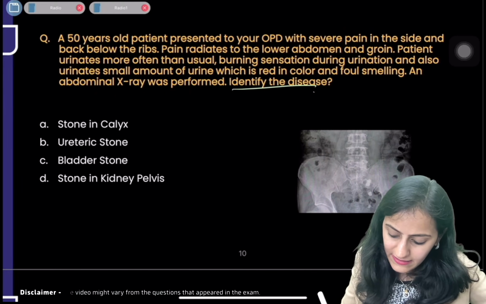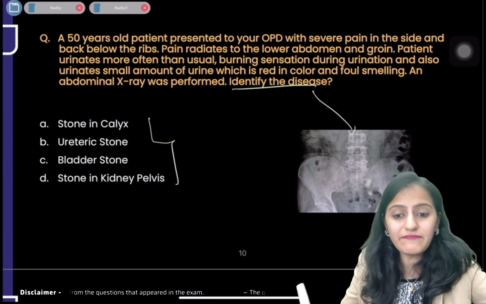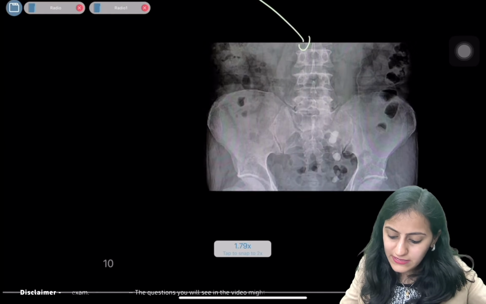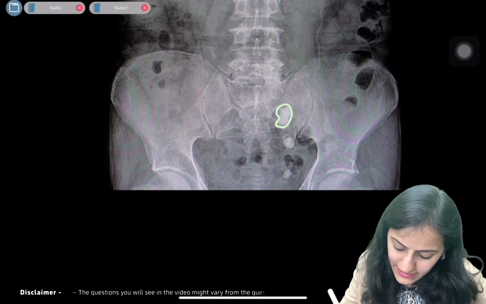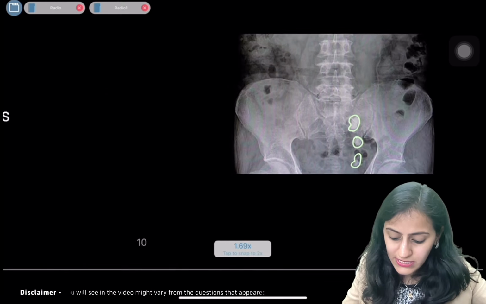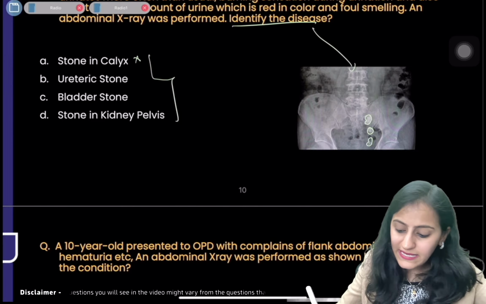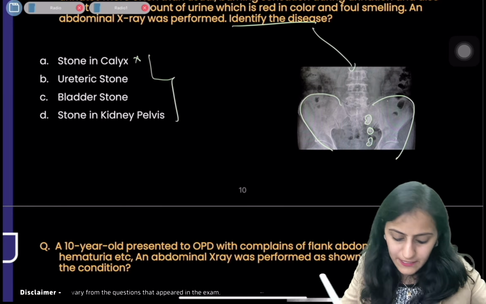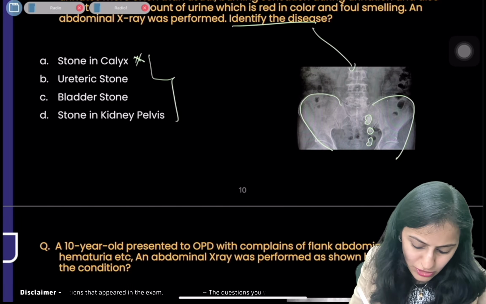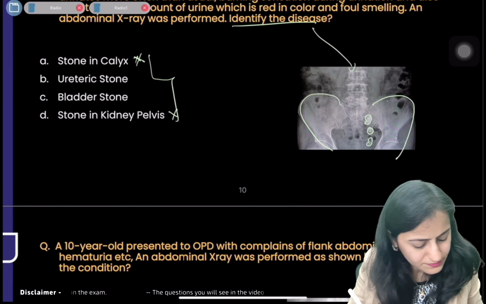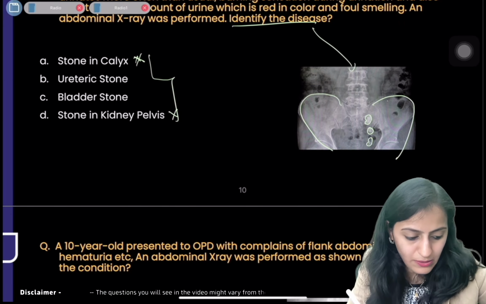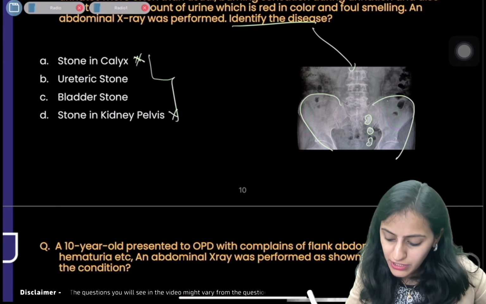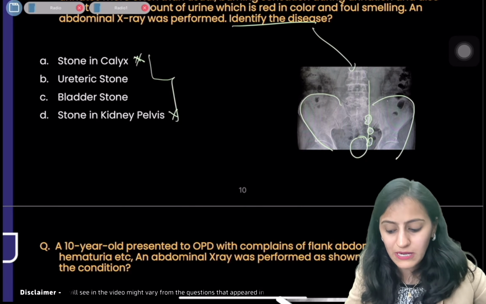Identify the disease again, and the image is given and the options are given. Again, without reading the entire question, we can try to answer this. So where are the stones? Where are the calcifications? This is where we see the white calcifications, the white stones. Look at the option. Calyx, this is not the kidney. We are already at the level of the pelvis, right? So that means it is not the kidney. So this is not stone in the calyx. This is not stone in the kidney pelvis. So what we have is ureteric stone and bladder stone. We are left with those options because the ureter will come in the pelvis and in the pelvis there will be the bladder.